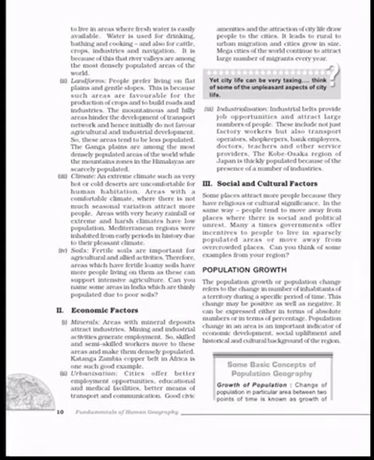Now, the second factor is landform. People prefer living on flat plains and gentle slopes. This is because such areas are favorable for the production of crops and to build roads and industries. The mountainous and hilly areas hinder the development of transport networks and hence do not favor agricultural and industrial development. So these areas tend to be less populated.